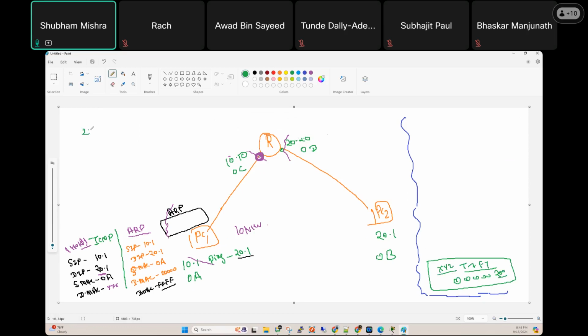So when you divide 200 by 48, what will be the answer? Who can tell me? Around five. 5 switches. So let's suppose there are 6 switches. Okay? So what will you do? See, your connection will happen like this.